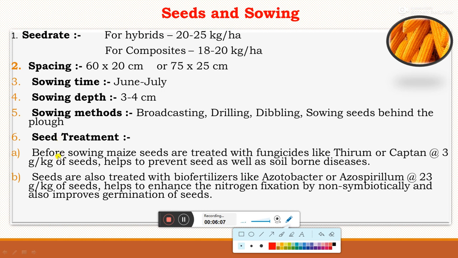Then seed treatment, that is before sowing the maize seeds are treated with the fungicide like Thiram or Captan at the rate of 3 gram per kg of seeds. This helps to prevent the seed as well as soil borne diseases, and the seeds are also treated with the biofertilizer like Azotobacter or Azospirillum at the rate of 23 to 25 gram per kg of seed. Helps to enhance the nitrogen fixation non-symbiotically and also improves the germination of the seed.